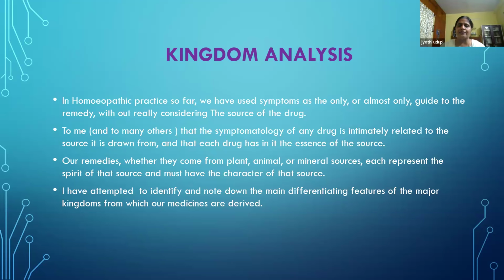Our remedies, whether they come from plant, animal, mineral, each represent the spirit of that source and must have the character of that source. So I have attempted to identify and note down the main differentiating feature of the major kingdoms from which our medicines are derived. That is mineral, plant, and animal. Although we have other kingdoms also, today's discussion is mainly between these kingdoms.